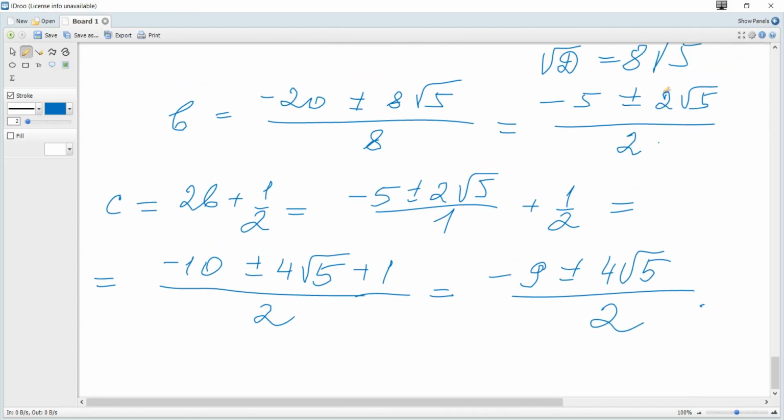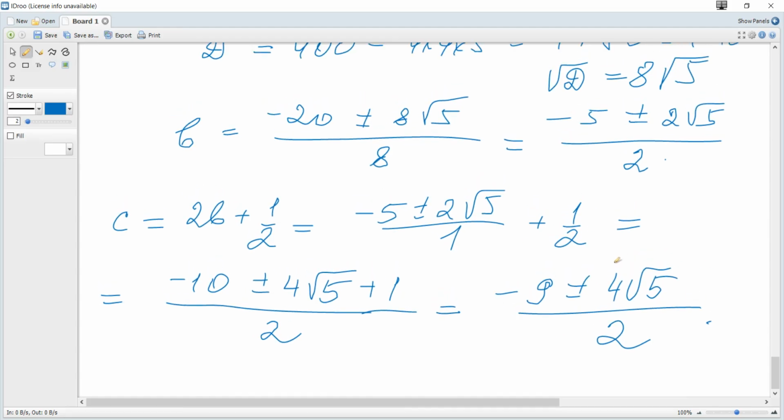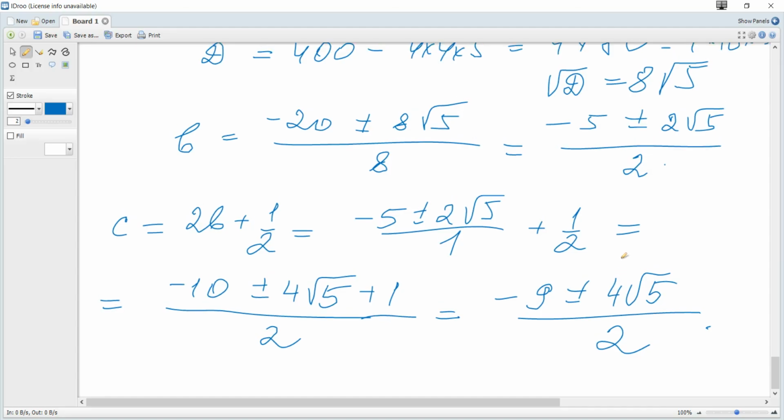So the required b values and the required c values. And that's all for this question.